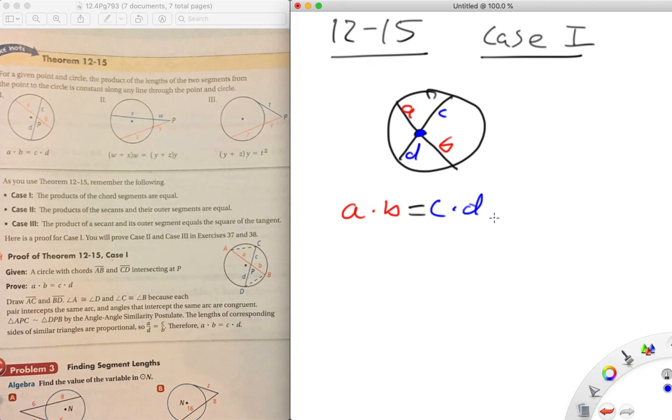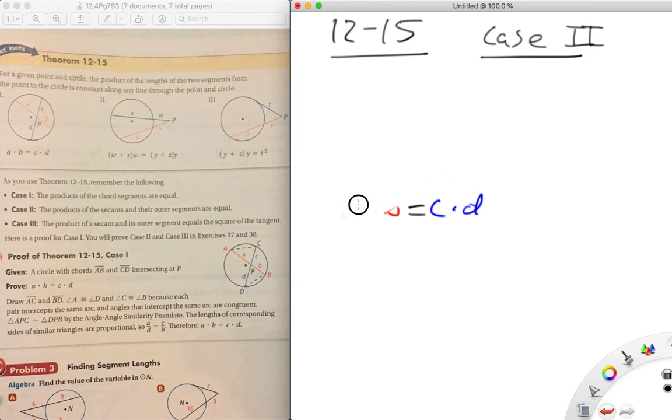Case number 1 is a situation where both of the lines are chords that go through the circle, and I can multiply their intersection point. And case number 2. Case number 2 is when they're both angles, and there's a common point outside of the angle, and it goes through the circle.